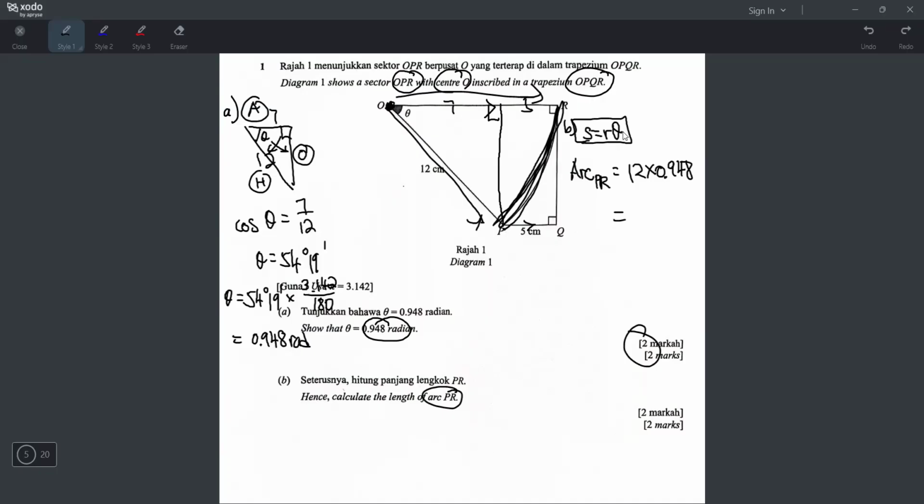I'll use the answer button times 12. My calculator gives me 11.337711. It gives a lot of decimal places. So I'm just going to write four significant figures, 11.38.